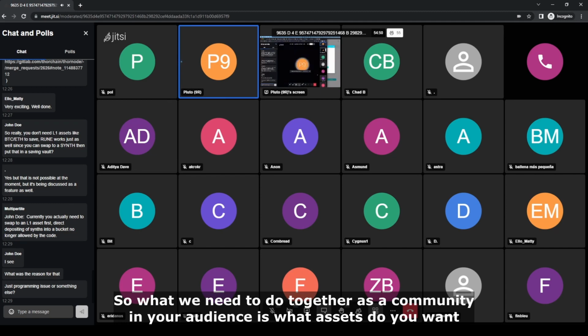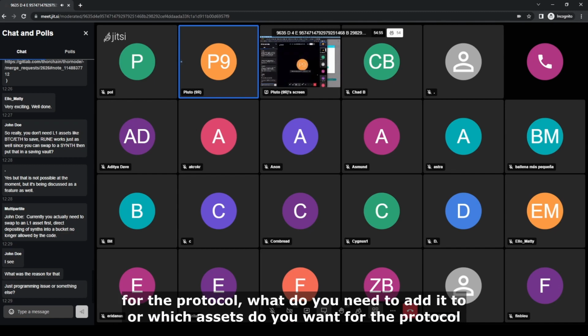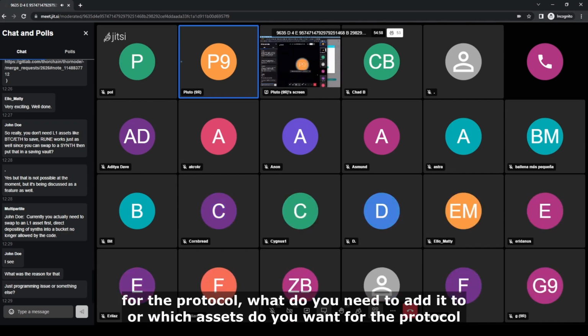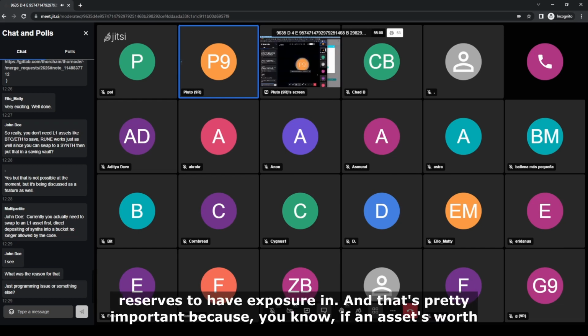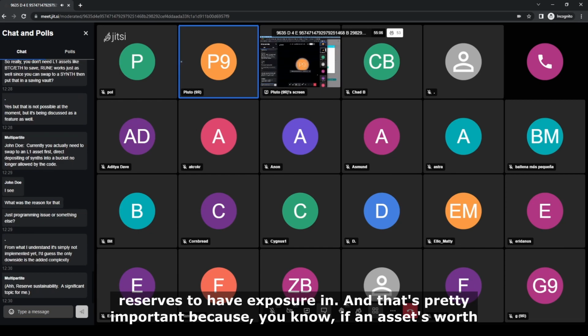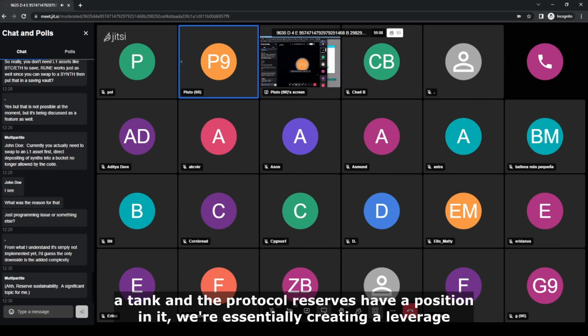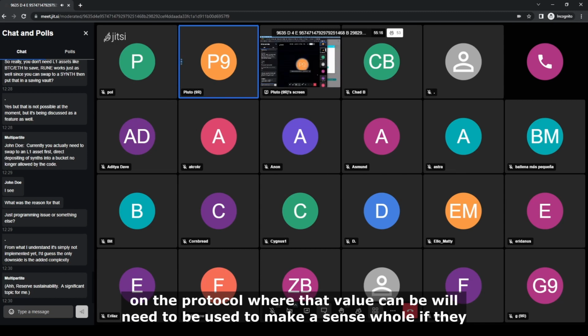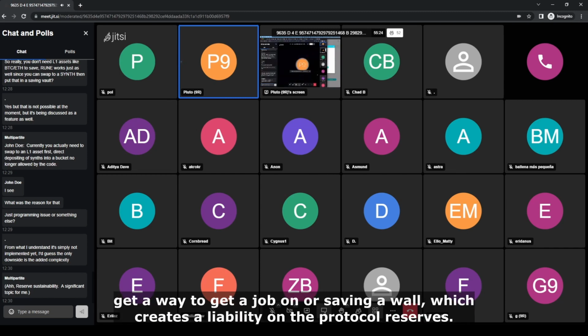So what we need to come together as a community to figure out is what assets do we want protocol-owned liquidity to be added for? Which assets do we want the protocol reserve to have exposure in? That's pretty important, because if an asset were to tank and the protocol reserve had a big position in it, we're essentially creating leverage in the protocol, where that RUNE will need to be used to make the synths whole if they were to withdraw from their savings vault, which creates a liability on the protocol reserve.